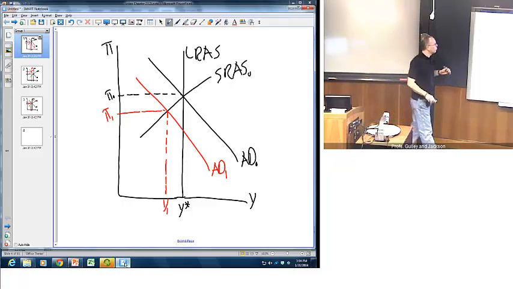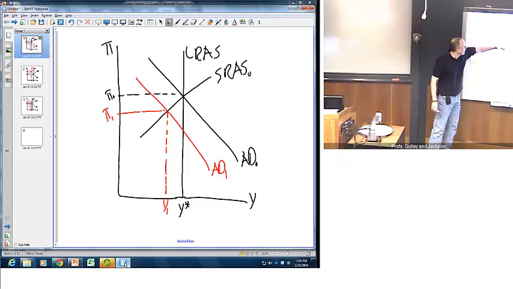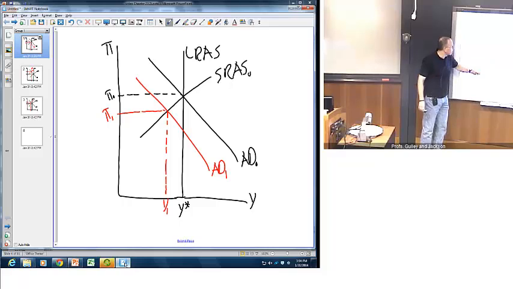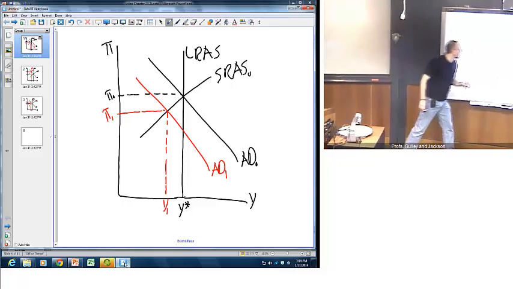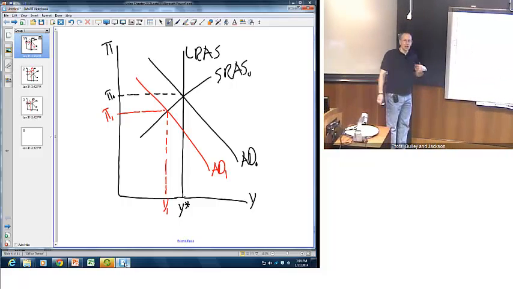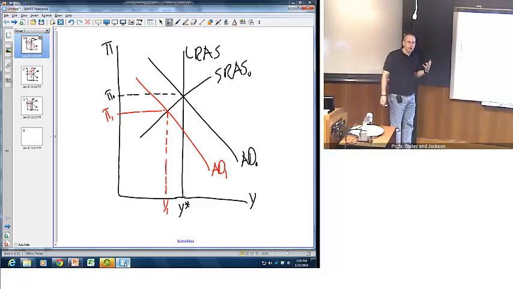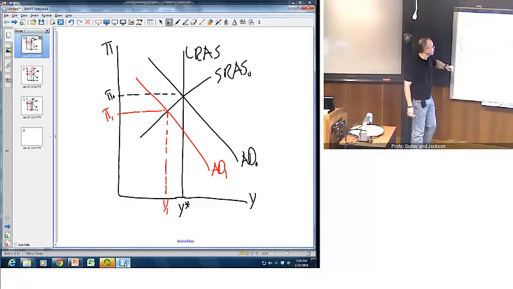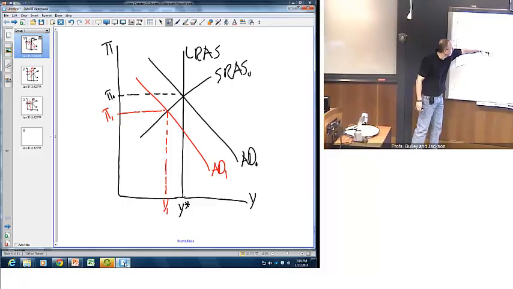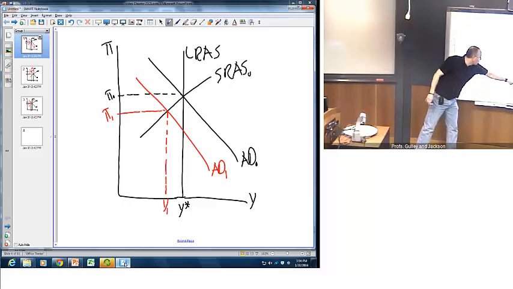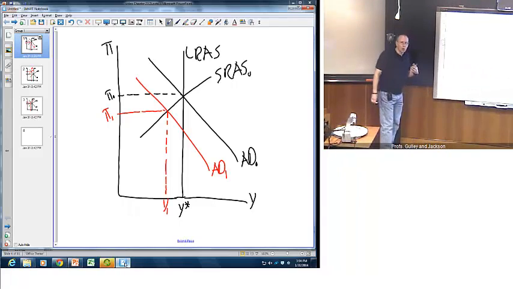Initially, the economy started off at full employment, at an inflation rate of pi 0 and at the full employment level of GDP. Then along came some negative aggregate demand shock, for example, a decline in investment and consumption, that shifts the aggregate demand back to the left. If left alone, in the short run, the economy would reach an equilibrium at a lower level of inflation, pi 1, and a lower level of real GDP, y1.